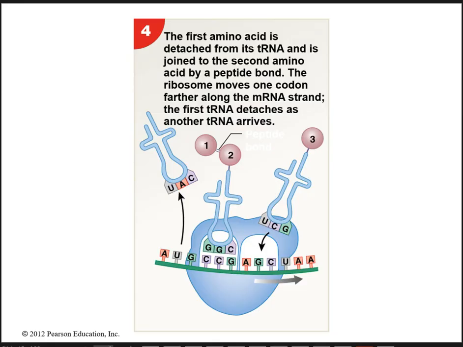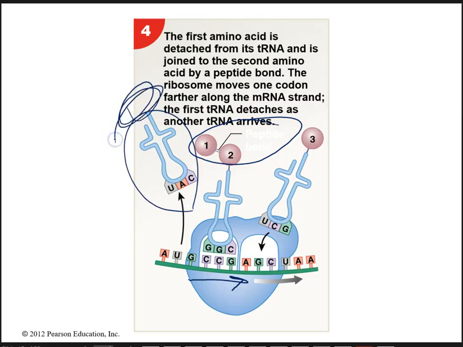Okay, so now you see that happening. We linked these amino acids together with a peptide bond. The ribosome moved down to the next part of the mRNA. This tRNA is now done. We've taken the amino acid off of it, right? So we kick this out and it goes and gets another amino acid, it gets recycled.